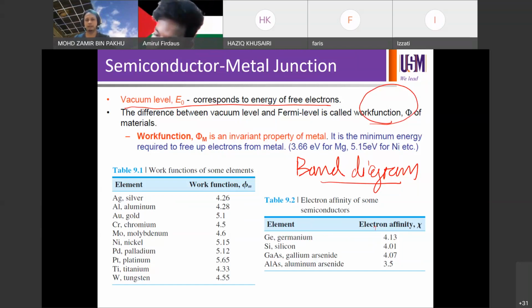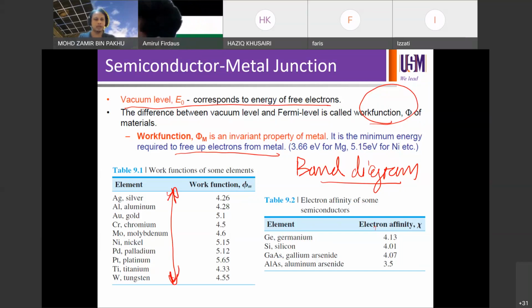Work function is an invariant property of a material, the minimum energy required to free electrons from the metal, just like what we saw in the photoelectric effect, right? So we have a selection of metal contacts that can be used on our semiconductor materials with different work functions. For example, silver is 4.26 eV, palladium 5.51, tungsten 4.55. You can map this on a chart, a spectrum from low work function up to high work function, with a range of different metal contacts.